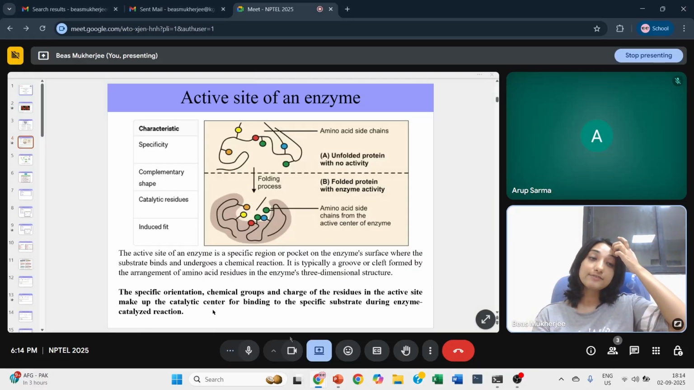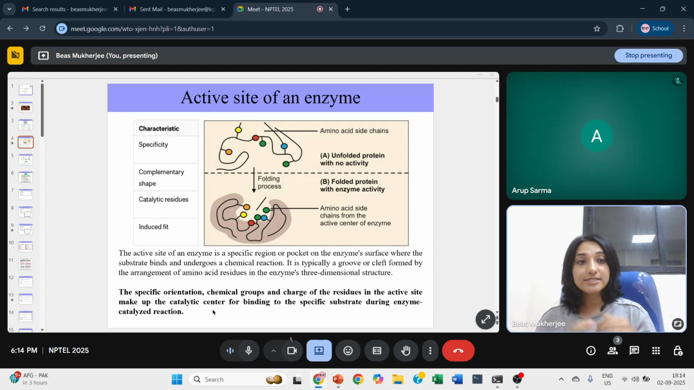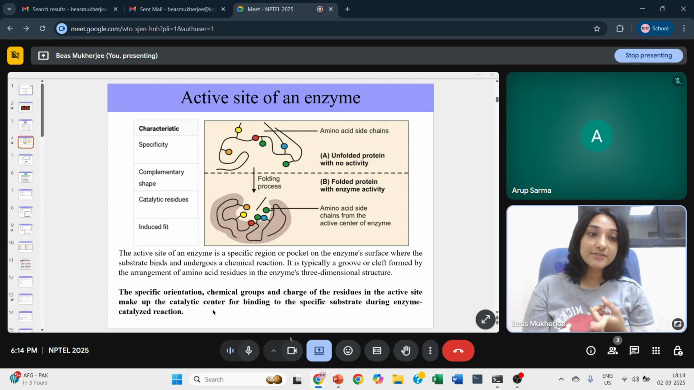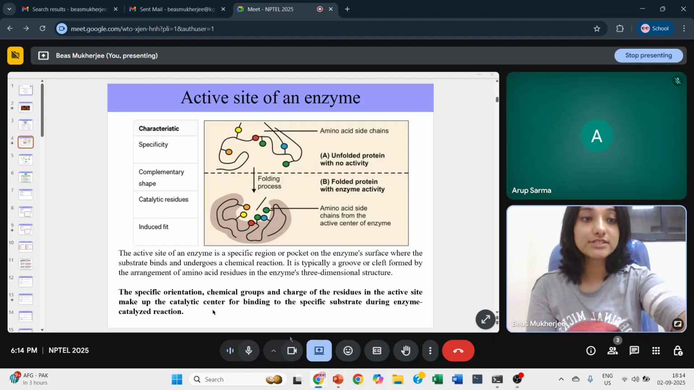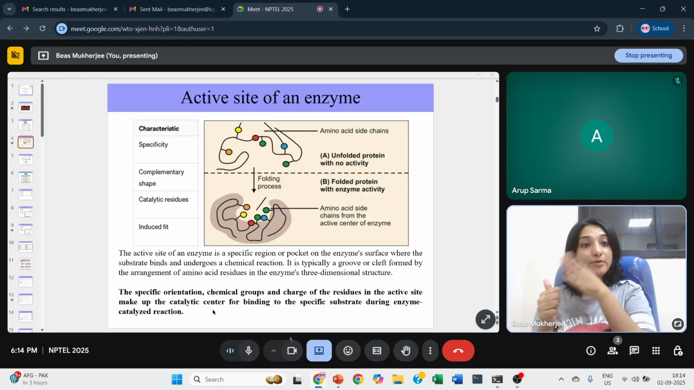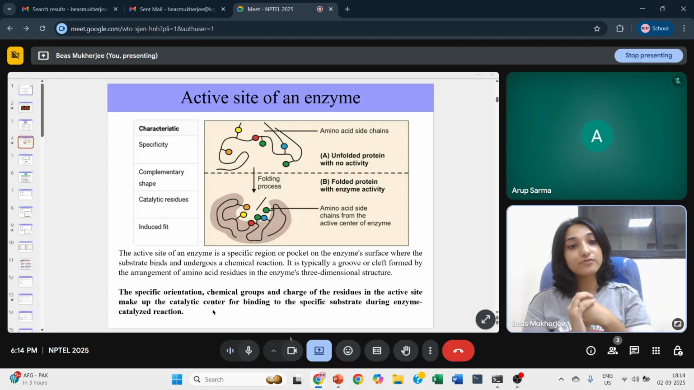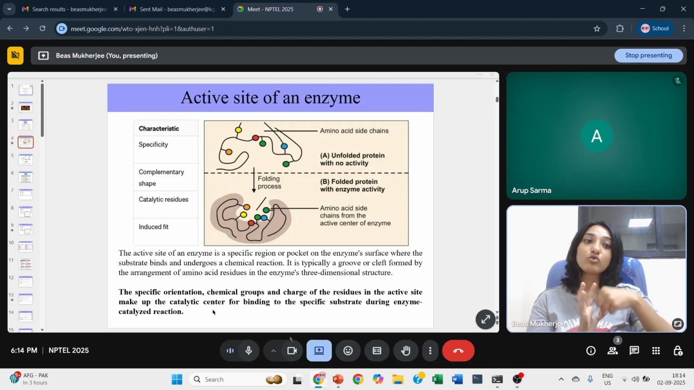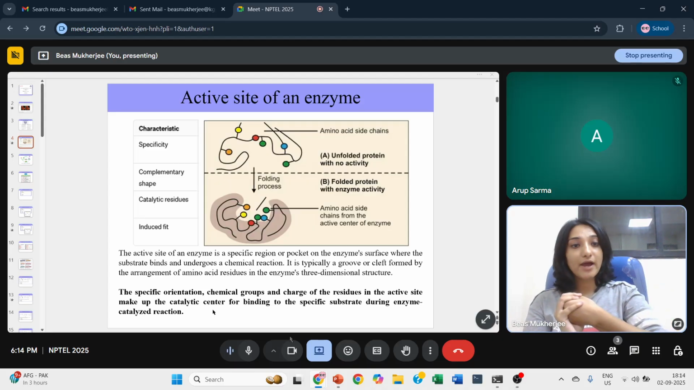Okay, now we'll talk about the active site of an enzyme. So what happens in the active site? The active site has certain very important characteristics. For example, specificity of the active site, that is one of its very special characteristics. It has a complementary shape to the substrate with which it is going to bind. Now it may or may not have a complementary shape because the substrate can undergo conformational change and then bind to the enzyme ultimately, based on the shape of the binding pocket of the enzyme.